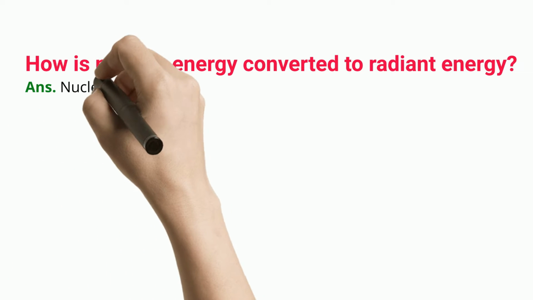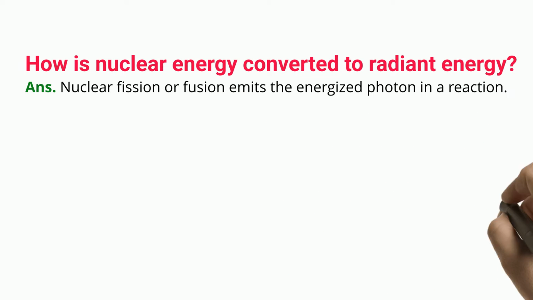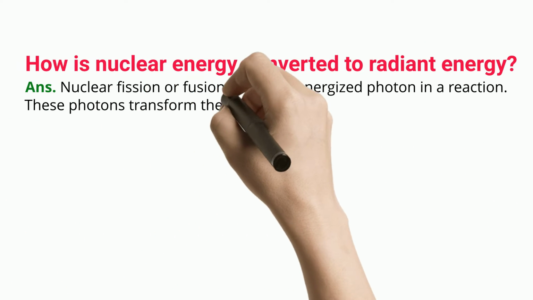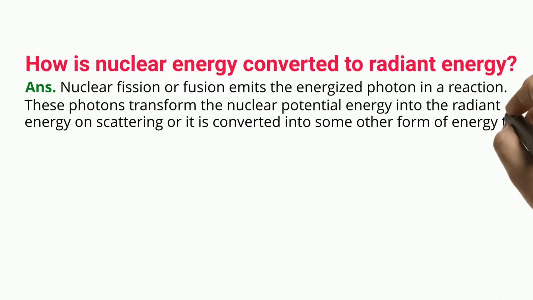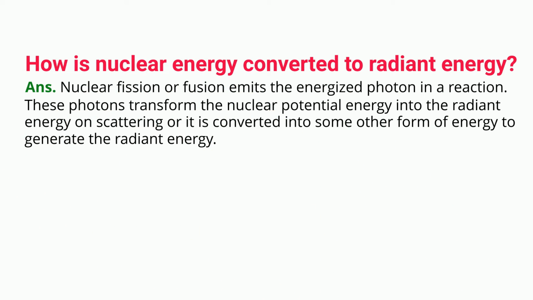How is nuclear energy converted to radiant energy? Nuclear fission or fusion emits the energized photon in a reaction. These photons transform the nuclear potential energy into the radiant energy on scattering, or it is converted into some other form of energy to generate the radiant energy.